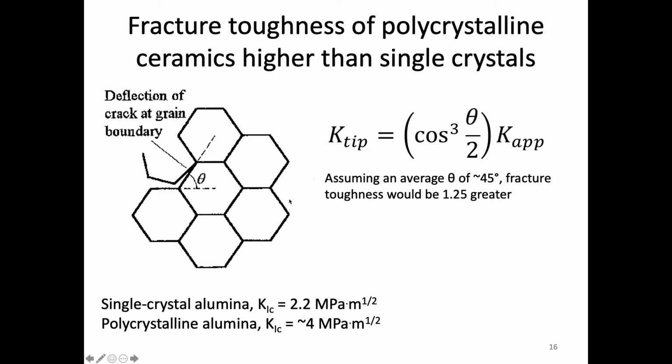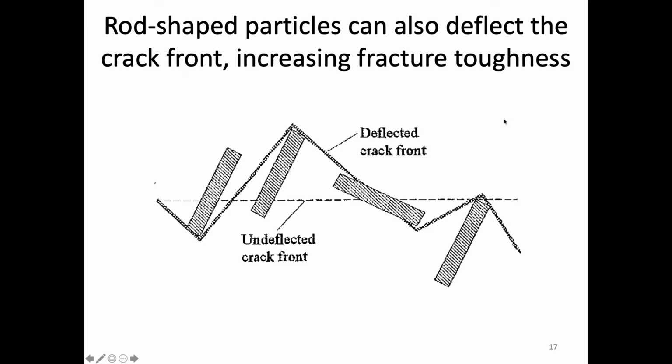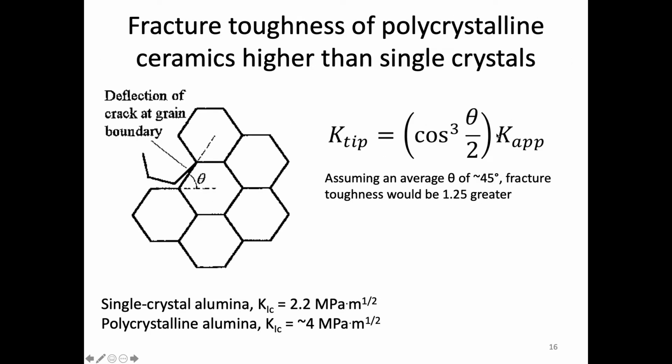And so this is a simple expression about the fracture toughness at the tip based on what is applied, and it's all related to this angle. So if we assume an average angle of about 45 degrees, then that means that the fracture toughness is going to be 1.25 times greater. So the more we can deflect it, the better that is. And so that's the principle here with polycrystalline versus single crystal.